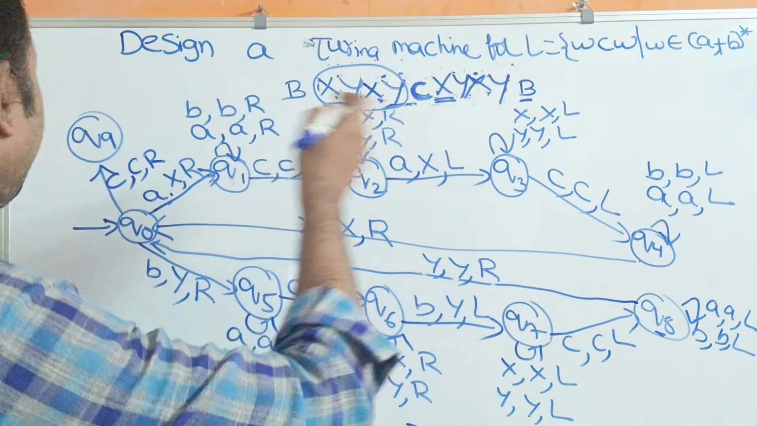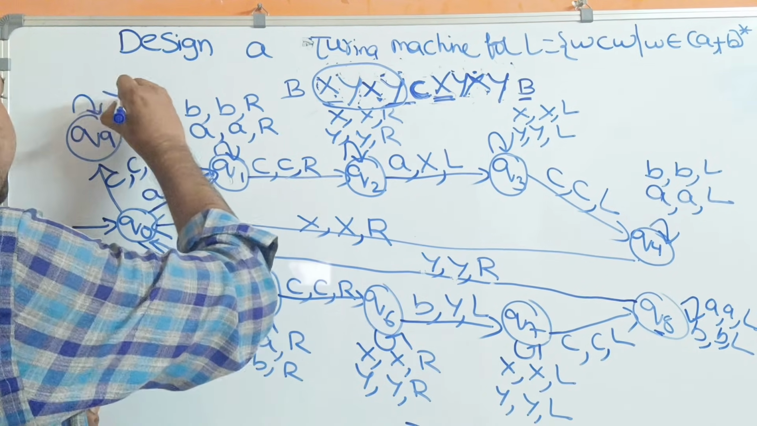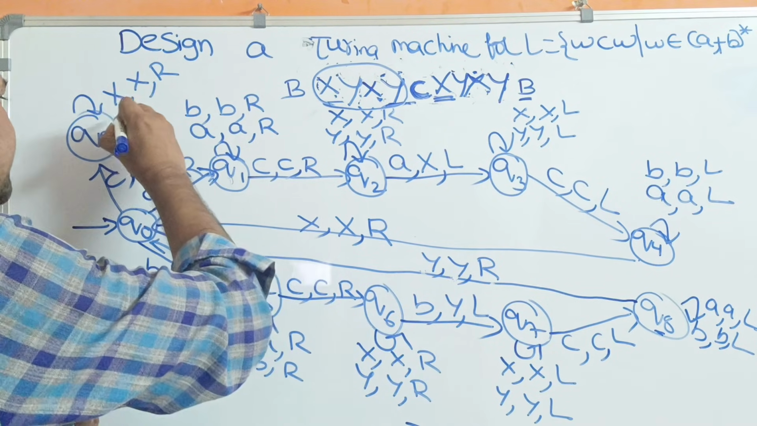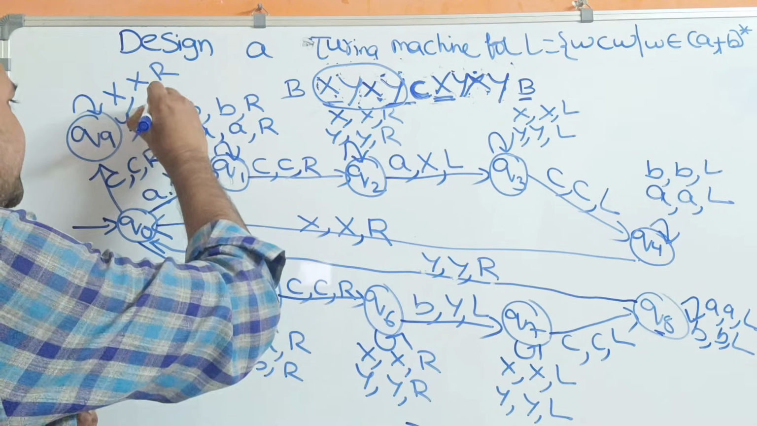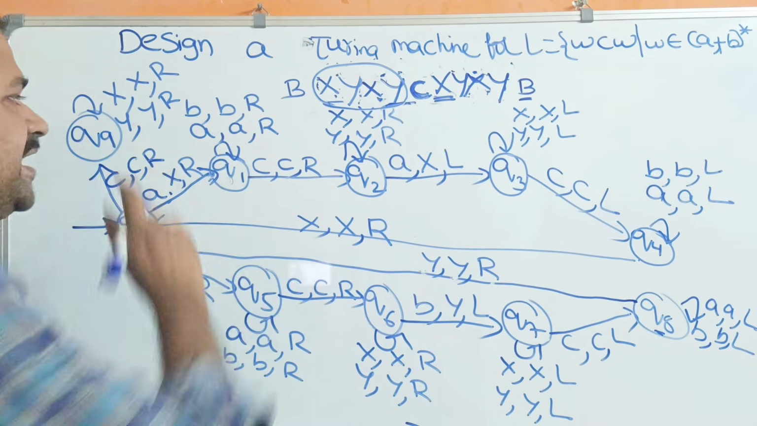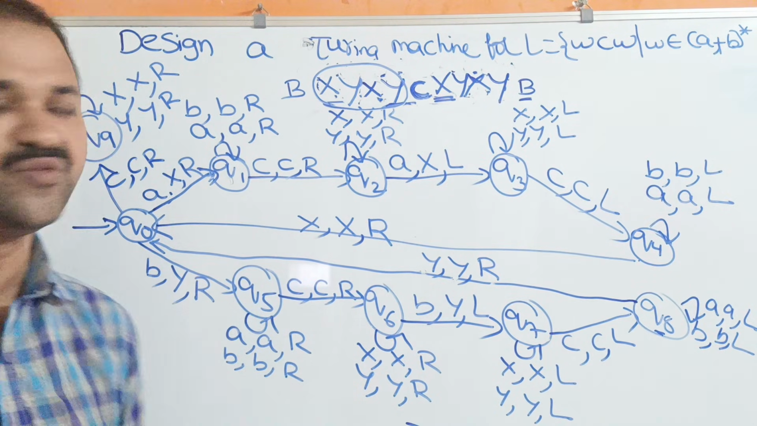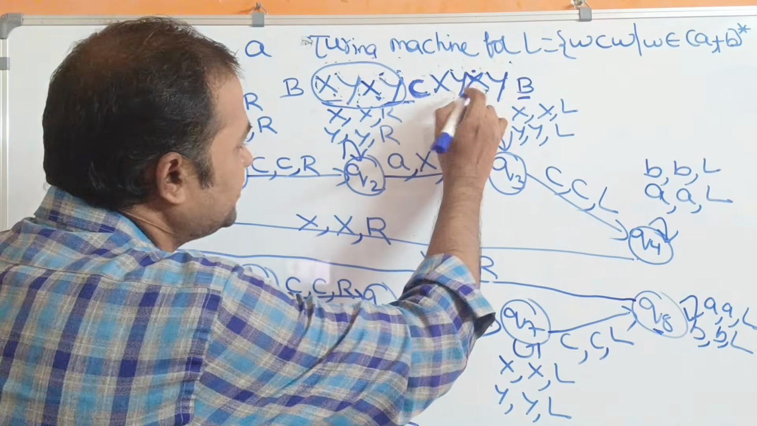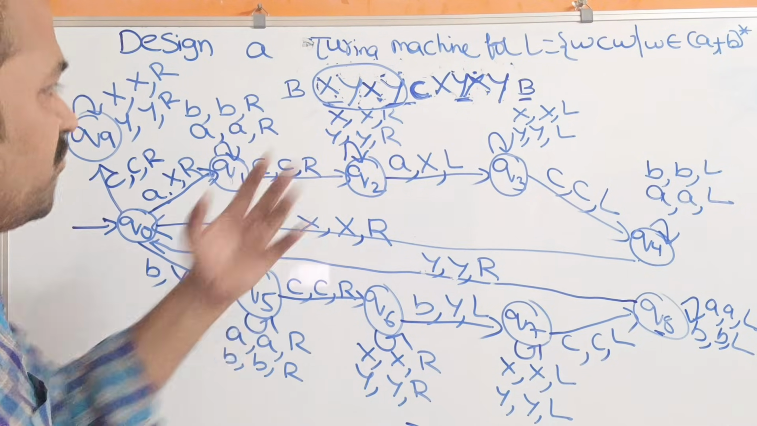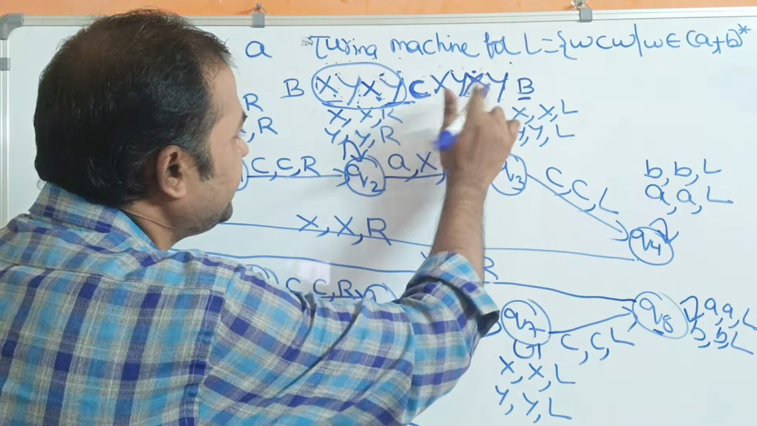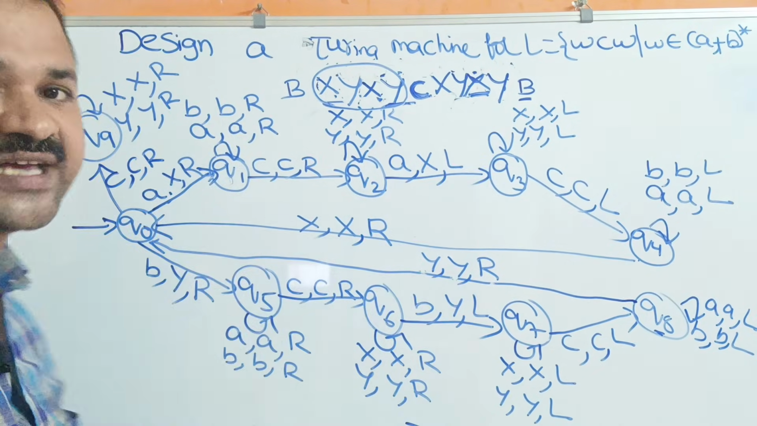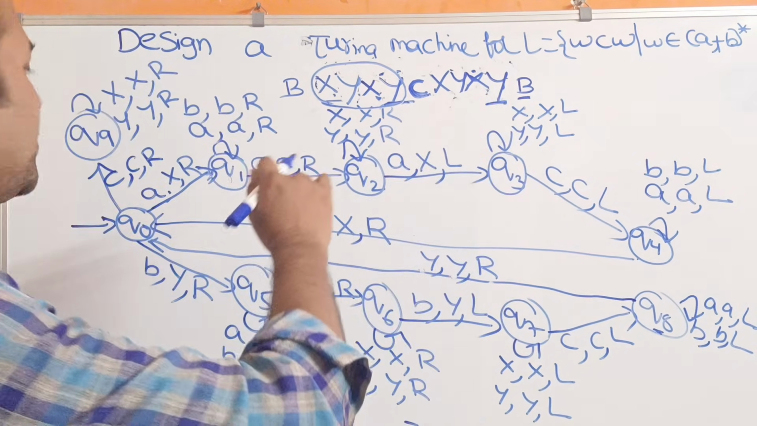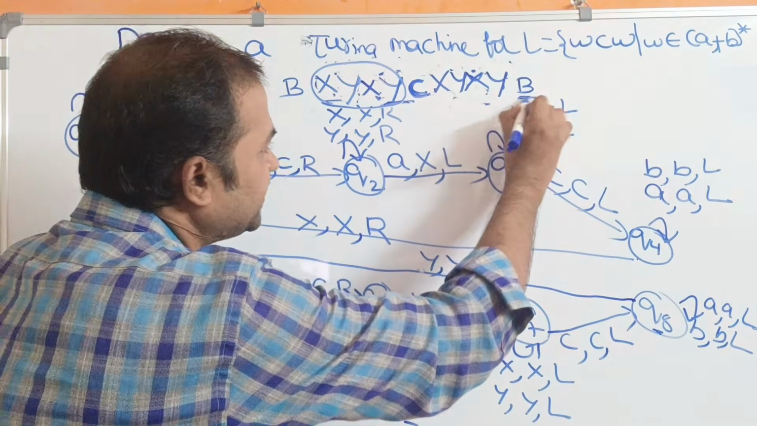So here we have several x's. On Q9 state, if the input symbol is x, keep it as x only, but move the head towards the right. If the input symbol is y, keep it as y only, but move the head towards the right. So x on Q9 means x only, but move the head towards the right. Y on Q9 means y only, but move the head towards the right. X on Q9 means x only, but move the head towards the right. Next, y on Q9 means y only, but move the head towards the right.